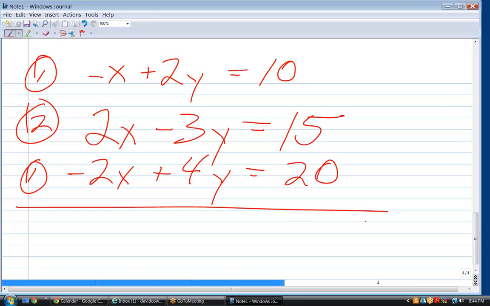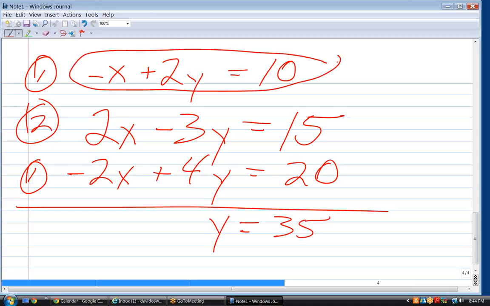Okay. Now notice that I can get a variable to go away by just adding these two equations. The x goes away. In fact, I get y equals 35. Instant solution. Now to solve for x, I go into the simplest equation, substitute 35 for y, and go from there. X must be minus 60.